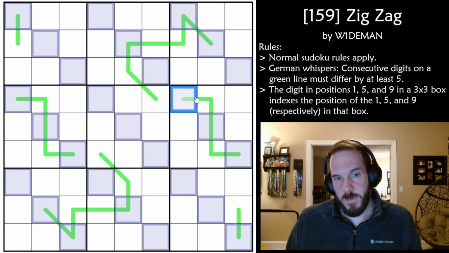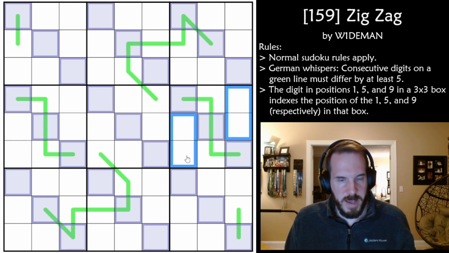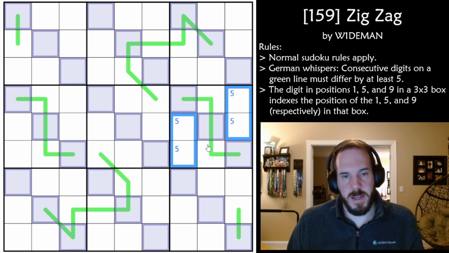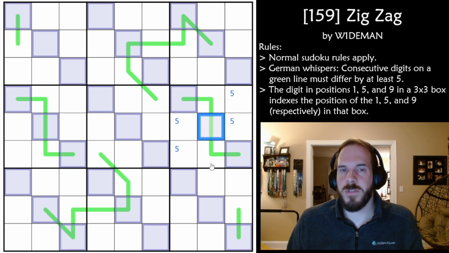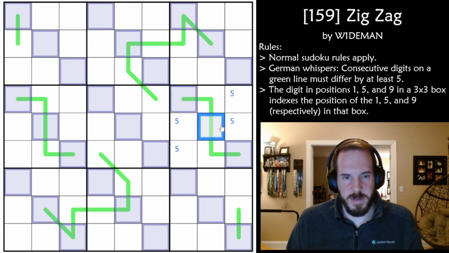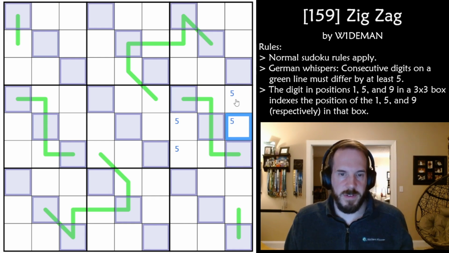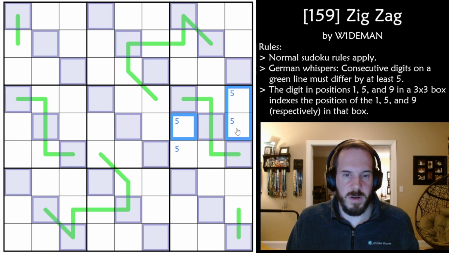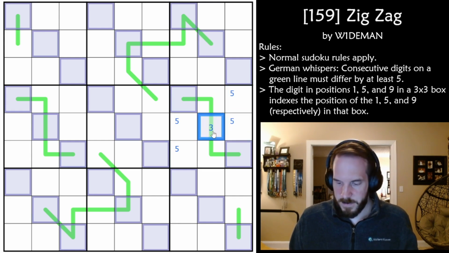So we can't put a 5 anywhere on this line, which means that in this box, the 5 must be off the line. But we also know with this puzzle that whatever digit we place in here will tell us which position the 5 goes in. And the way it stands now, the 5 can only be in positions 3, 4, 6, and 7.